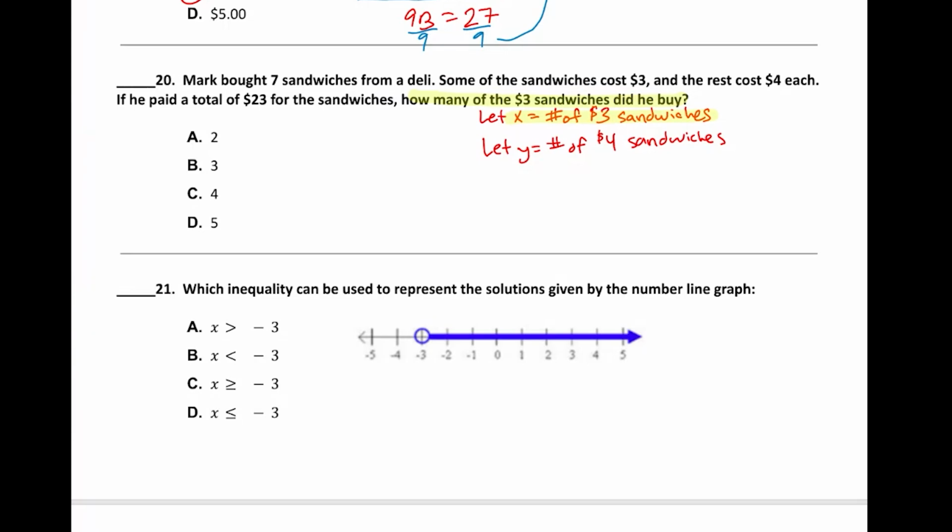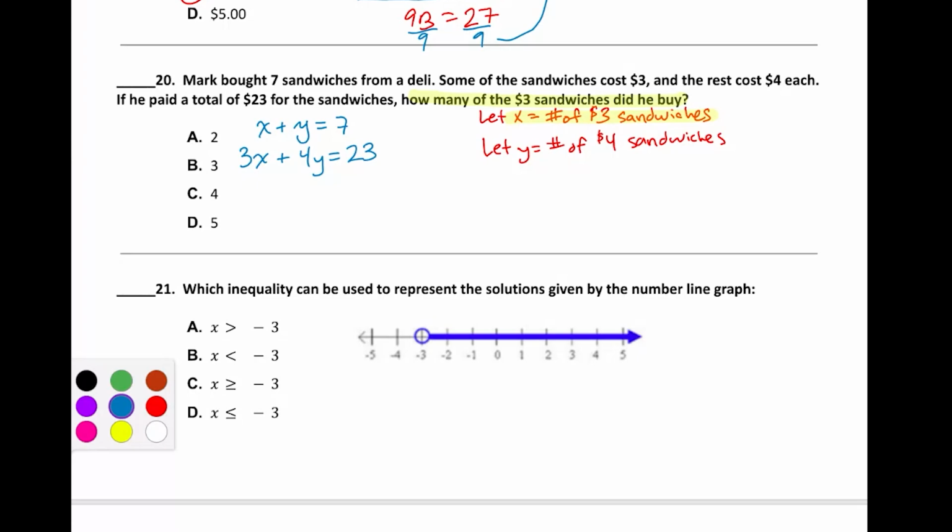So we should have 2 equations here. One is going to be set up for how many total sandwiches there are, which there are 7. So the number of $3 sandwiches plus the number of $4 sandwiches would be 7. There's a total of 7 sandwiches. And then the second equation that we'll need for our system has to do with how much everything costs. So the x sandwiches cost $3, the y sandwiches cost $4, and altogether cost $23. So we've got our system.